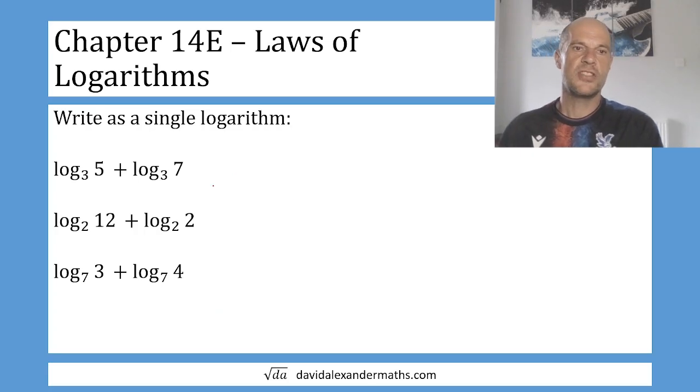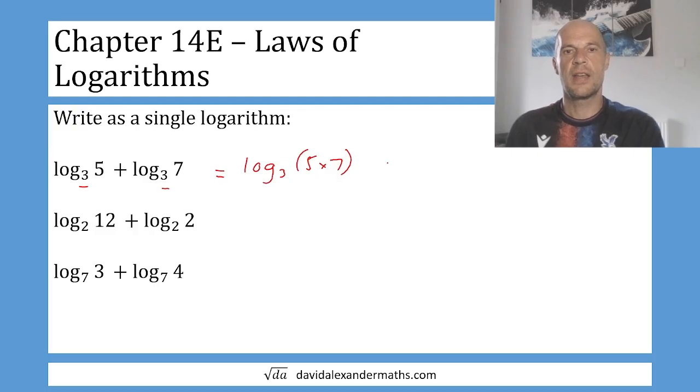Okay, so we've been asked to write these as a single logarithm. This is really easy. This is log 3 and this is log 3. So when you're adding two logs, we can combine them and we need to remember that we multiply. So it's going to be the log 3 of 5 multiplied by 7, and that is the log 3 of 35.